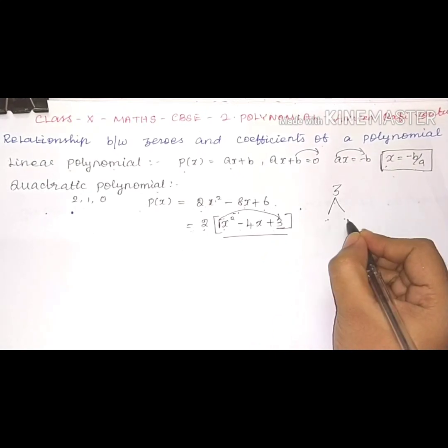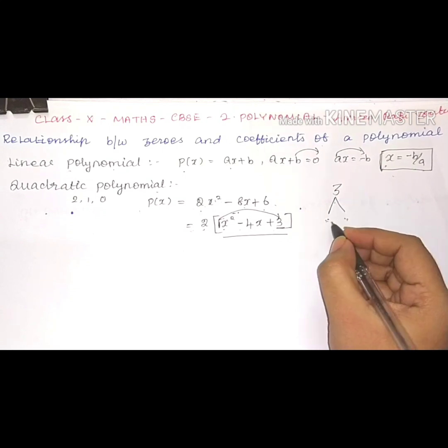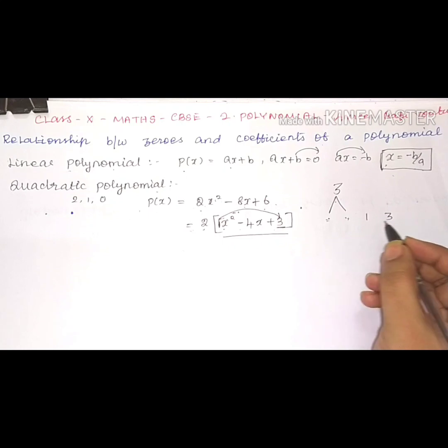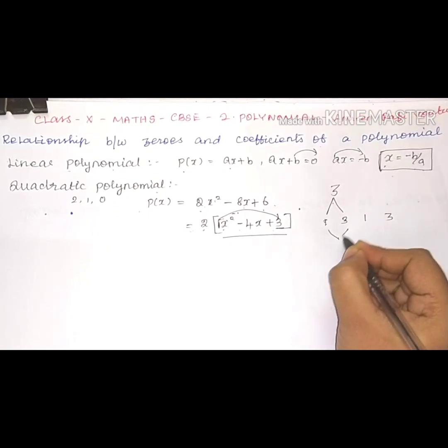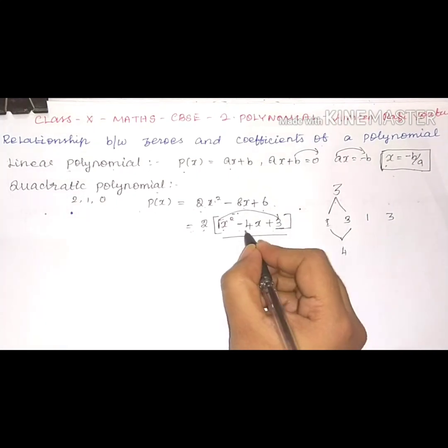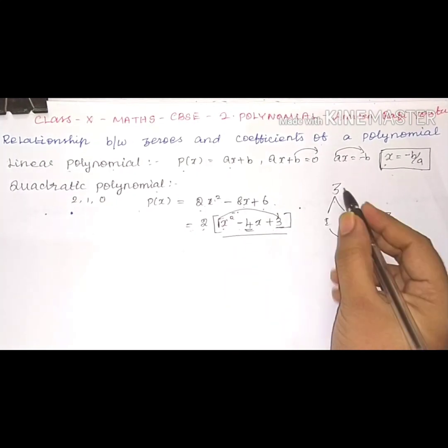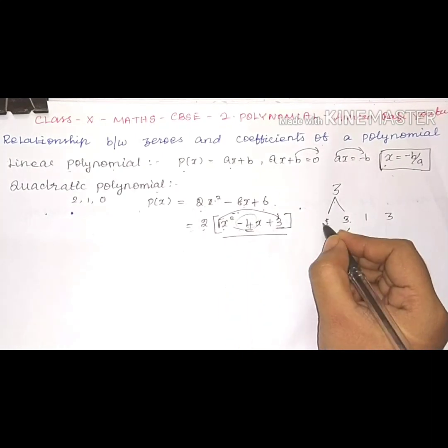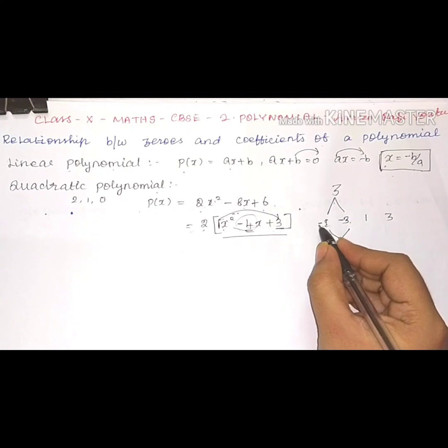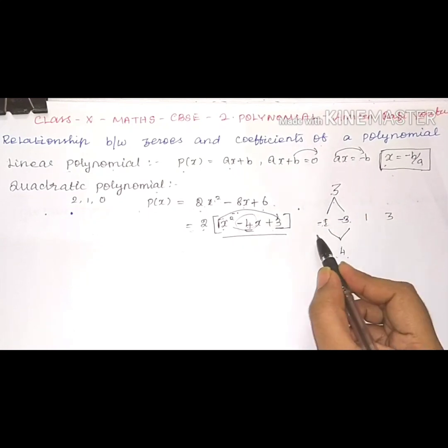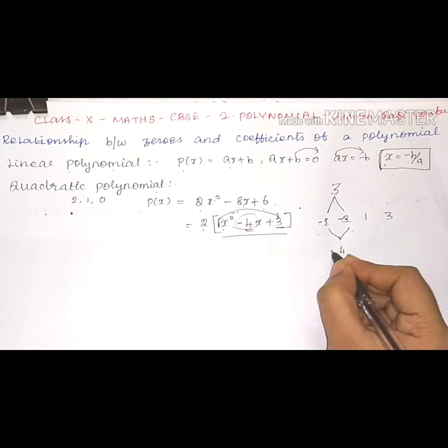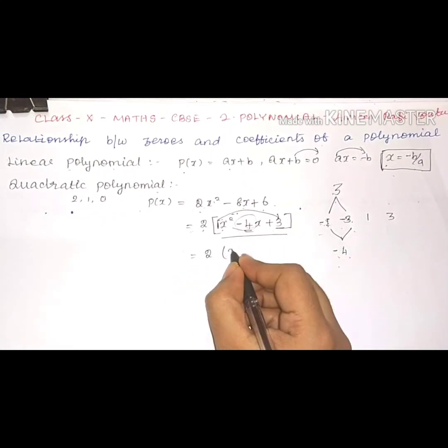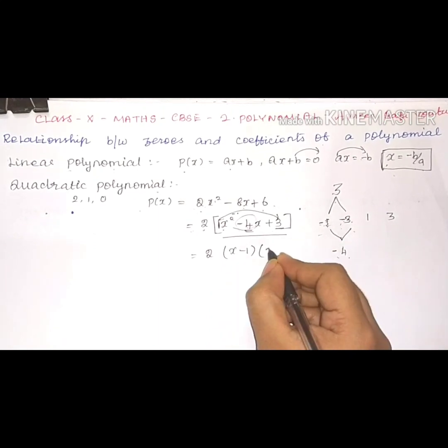Now which two numbers, if you multiply, give 3? 1 and 3. Are there other numbers? No. This pair, if you add, should give 4, the middle term. 1 and 3 add to 4. Here the sign is minus, so I put a minus sign for both. Minus into minus becomes plus. Minus 1 and minus 3 add to minus 4. So write 2 as it is, then x minus 1, and another factor x minus 3.